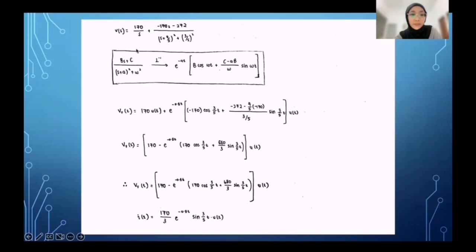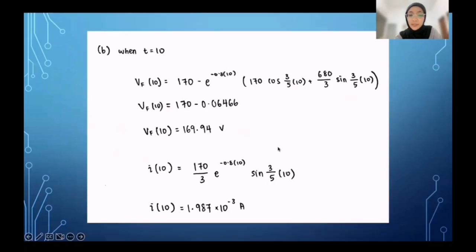Next, we apply the inverse Laplace transform formula here to get the VF(t). Then we get VF(t) is equal to 170 minus e to the power of negative 0.8t multiplied by 170 cos 3/5 t plus 680 over 3 sin 3/5 t, u(t).